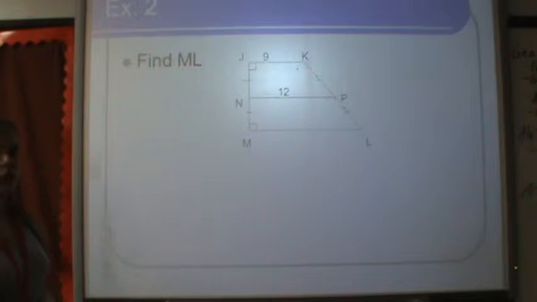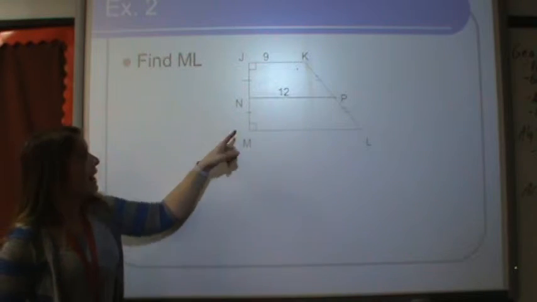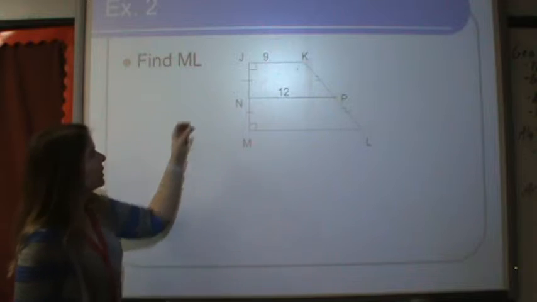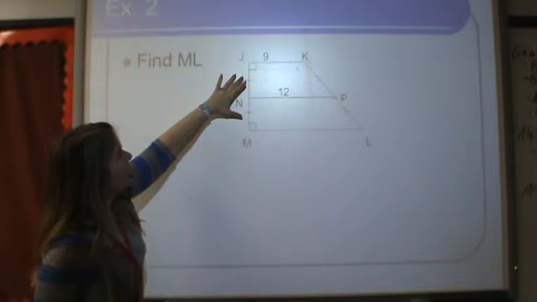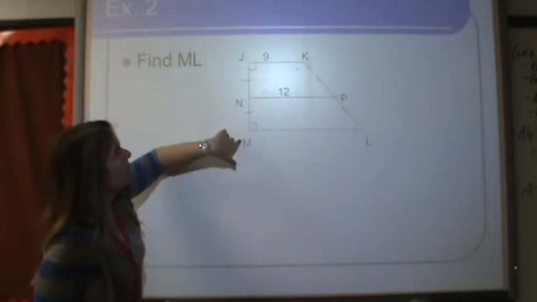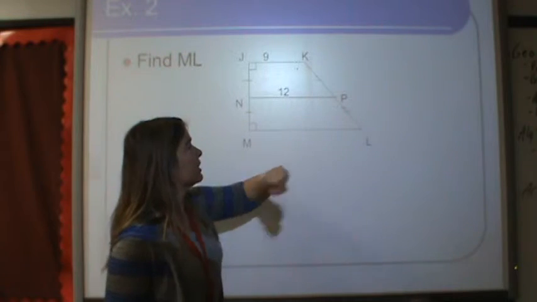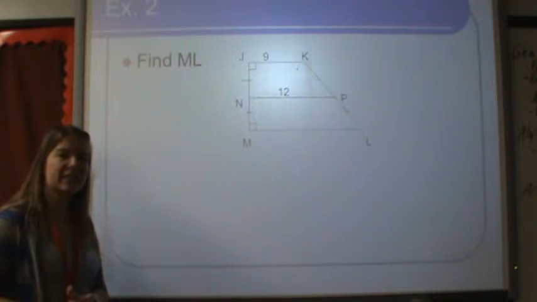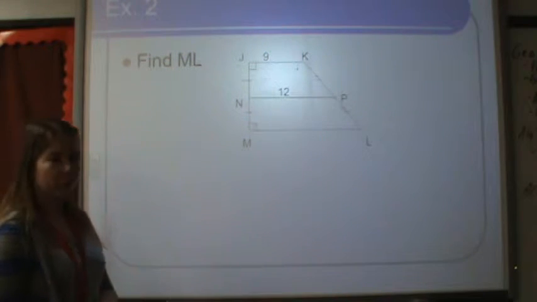Now looking at this figure, we have a trapezoid, and it has a mid-segment. How do I know it's a mid-segment? Because this would be the midpoint of this segment, and this would be the midpoint of this segment. Notice this is not an isosceles trapezoid, but what we learned before is also true.